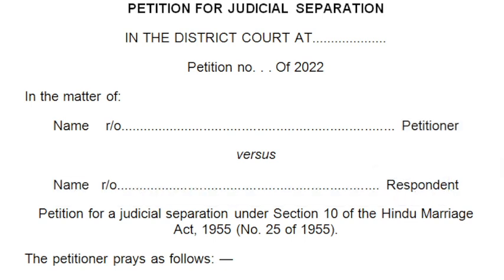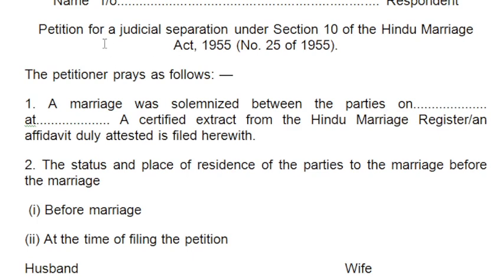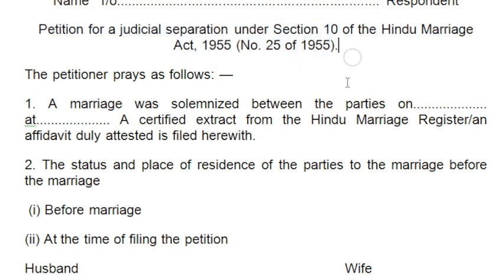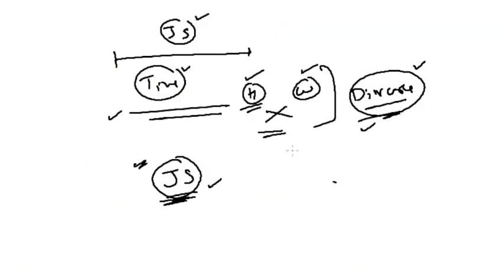Then the subject comes. What is the subject? We are filing a petition for judicial separation under section 10 of the Hindu Marriage Act. Now here I want to tell you something. For example, we are talking about the Hindu Marriage Act. For that purpose, both husband and wife should be Hindu, belonging to Hindu religion.